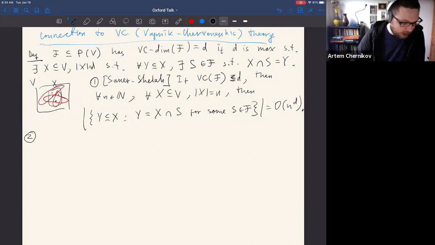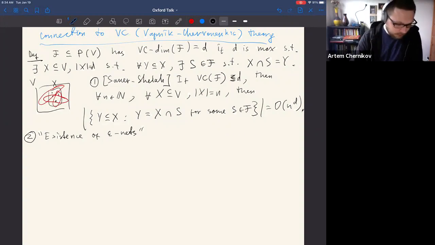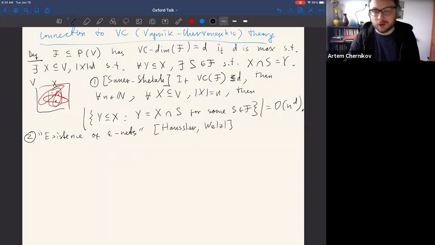And we also have a very important fact, the existence of epsilon nets of bounded size, or a stronger variant of this result, the so-called VC theorem. But we'll only need epsilon nets. So this is originally due to Haussler-Welzl. There are probably various improvements on the bounds, but I'm not going to focus on that.